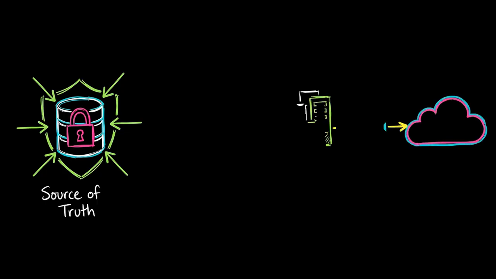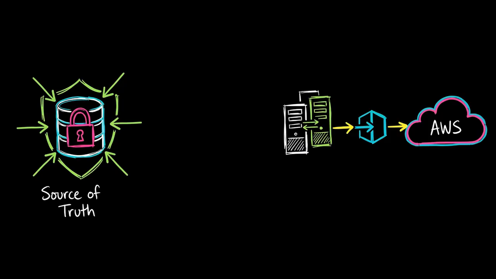So now we've made our cloud databases incredibly fast. But what if your company refuses to move fully to the cloud, and you need a way to connect on-premises servers to AWS?